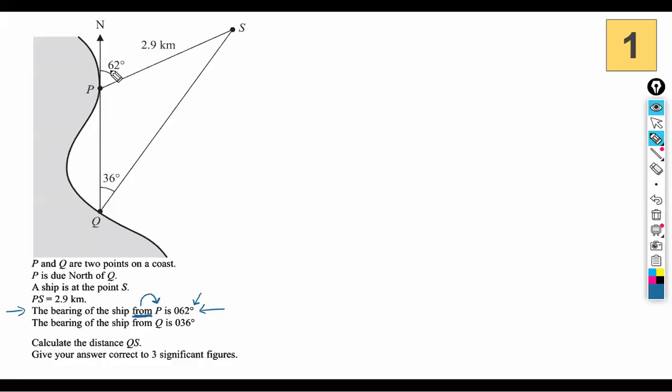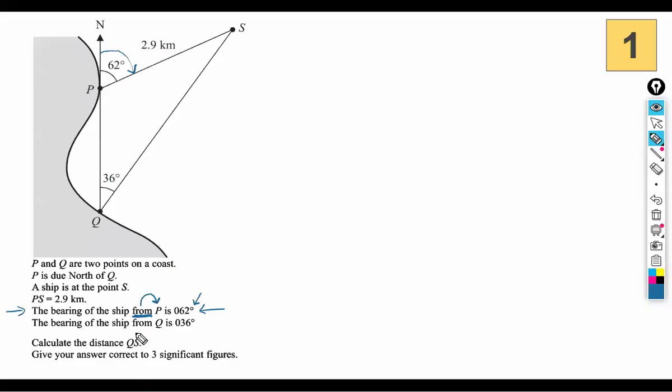I know it's in the diagram because you're seeing the 62, but you're lucky that the examiner was so nice in this question. A lot of the times they won't put in the 62. You have to figure out where the 62 is. So that means you are standing by P. And that means this is a bearing, right? So if you face north and turn 62 degrees clockwise, you will end up facing S. Okay? So that is how you interpret the question.